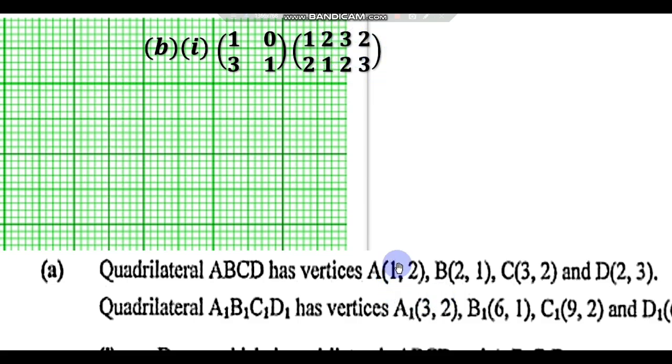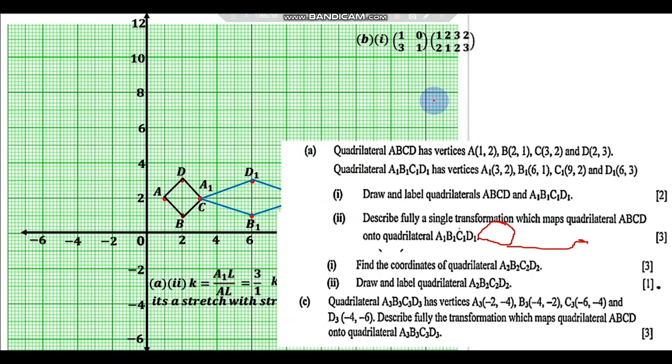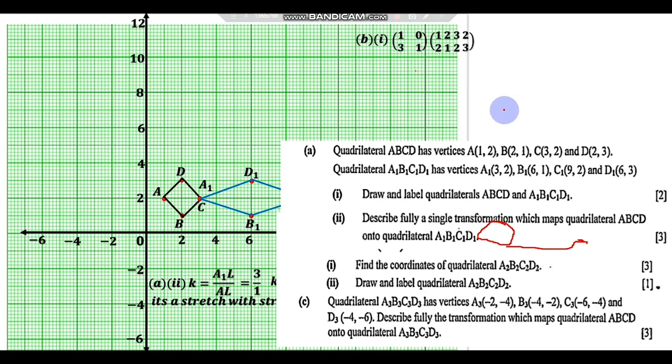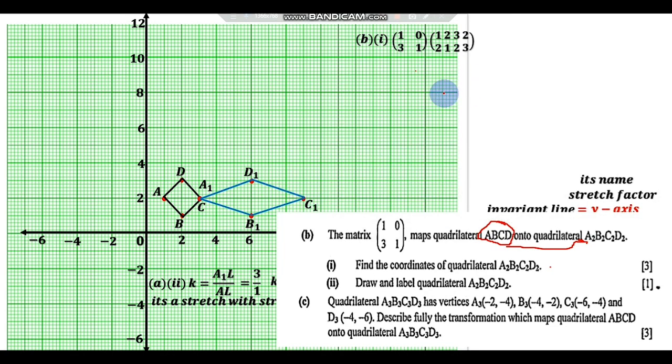Check the x values. The x value for A is 1, this is the 1 you're seeing. The x value for B is 2, this is the 2 you're seeing. The x value for C is 3, and then for D is 2. So you write the x values in the first row of your second matrix, then the y values in the second row. The first row carries the x values, the second row carries the y values. Now, having known where the second matrix has come from, we can multiply.